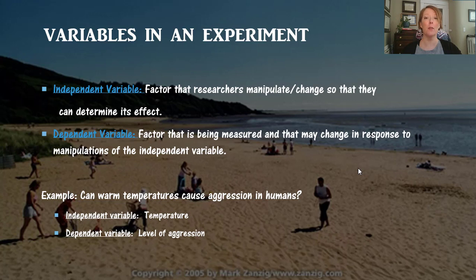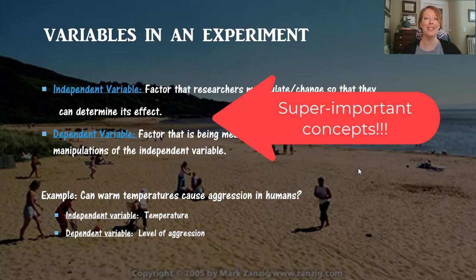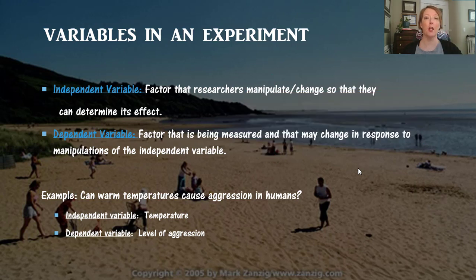So there are two variables in a research experiment. The first one is an independent variable. This is the variable that researchers are trying to determine whether it causes a change. The dependent variable is the thing that's being measured. And so it is the one where you are looking for changes, you're looking for improvements, you're looking for anything that will let you know that manipulating the independent variable has made a difference.